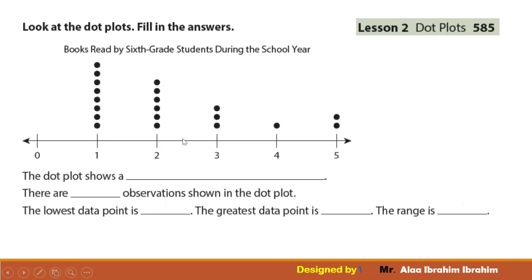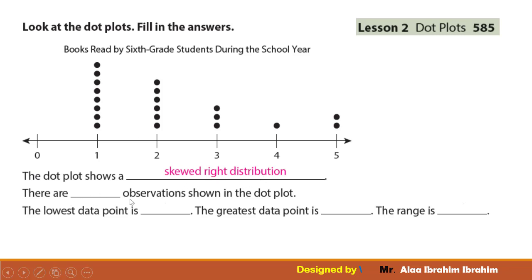Now we're going to look at another dot plot, fill in the answers. We're dealing with these dot plots of books read by 6th grade students during the school year. The dot plots show what? This is a skewed right distribution. Why? Because I have a few amount here on the right. This is spread out to the right, and my tail is to the left. So this is a skewed right distribution.